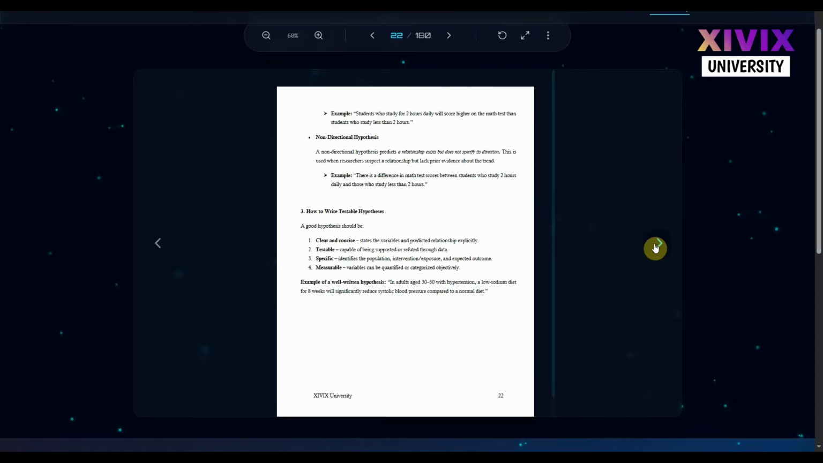So when writing testable hypothesis, you should consider the following characteristics: clear and concise nature, the testability, specificity, and to which extent they are measurable. For an example, in adults aged between 30 and 50 with hypertension, a low sodium diet for 8 weeks will significantly reduce systolic blood pressure compared to a normal diet. So as you can guess, this is a positive alternative hypothesis.